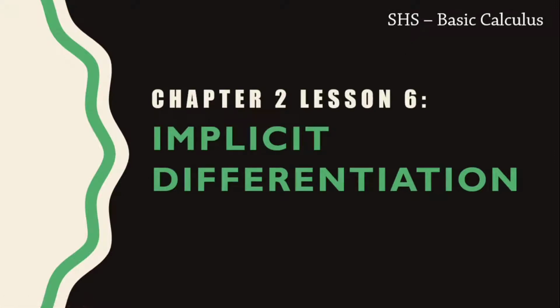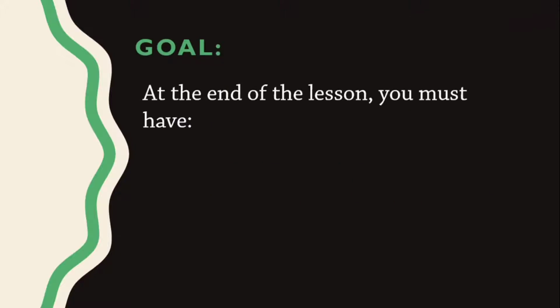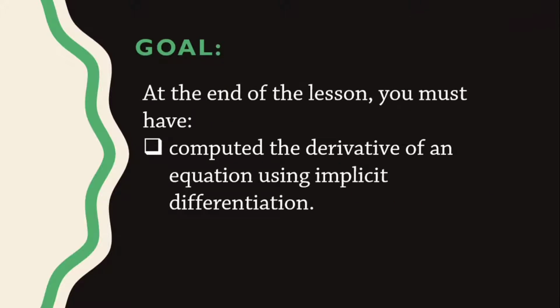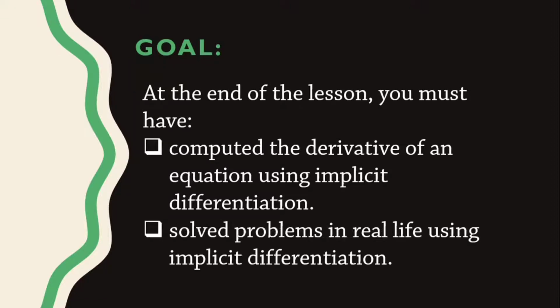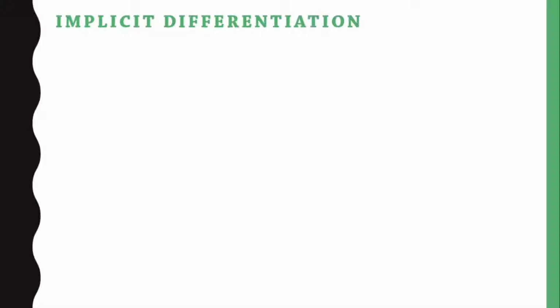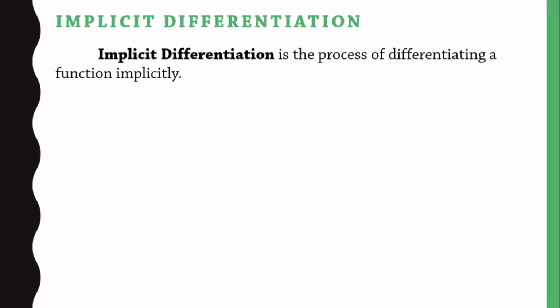Hi, welcome to Chapter 2, Lesson 6 of our Basic Calculus class, which is called Implicit Differentiation. Our goal for today is, first, to compute the derivative of an equation using implicit differentiation and to solve problems using implicit differentiation. First, what is implicit differentiation? Implicit differentiation is the process of differentiating a function implicitly.